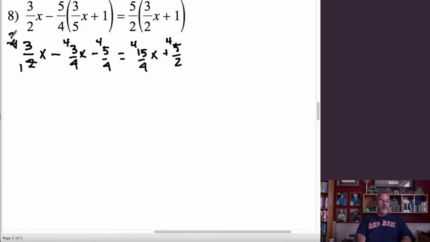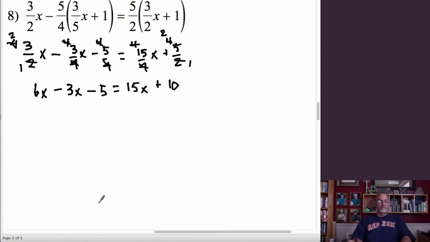So this reduces to 2, leaving me 2 times 3, which is 6x. These 4's reduce, leaving me 3x. These 4's reduce, leaving me 5. These 4's reduce, leaving me 15x. And 2 reduces with 4, leaving me 2. 2 times 5 is 10. Then I'm going to simplify each side of the equation by adding like terms. So I've got 3x minus 5 over here, and 15x plus 10.